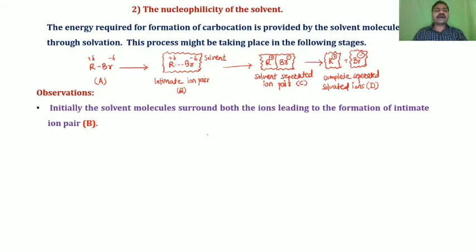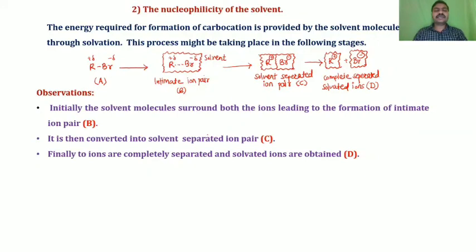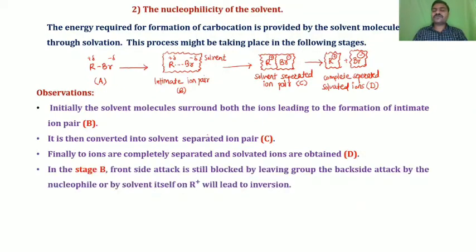So the observations are, initially the solvent molecules surround both the ions, leading to the formation of an intimate ion pair. Then it is converted into a solvent separated ion pair. Finally, these ions are completely separated from one another and solvated ions are obtained. So if you see in stage B, front side attack is still blocked by the leaving group, and the back side attack by the nucleophile or solvent itself on R+ will lead to inversion.